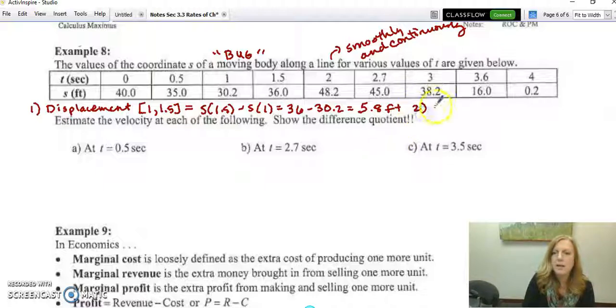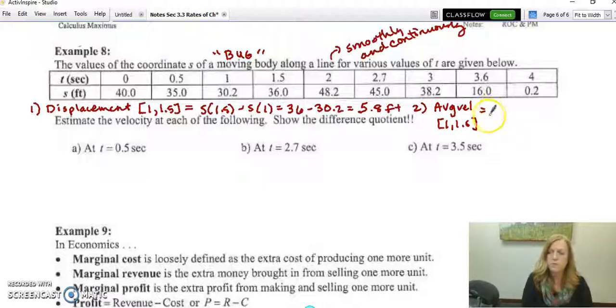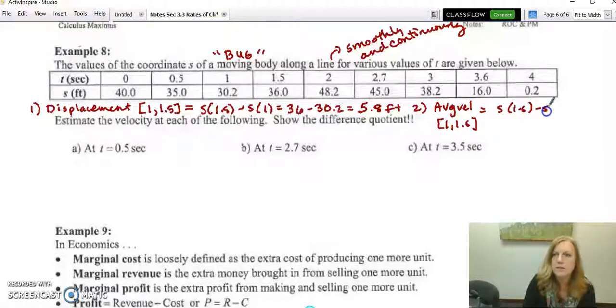And then I might come in and I might ask you to calculate the average velocity from 1 to 1.5. And again, that one you would have to know what formula you're supposed to use. That's going to be our displacement, s of 1.5 minus s of 1 over our change in time, which is going to be, and again, you got to show a difference quotient, 1.5 minus 1. And again, assuming this is a calculator problem, we already did our displacement. So our 5.8 divided by 0.5 is going to give me my 11.6.